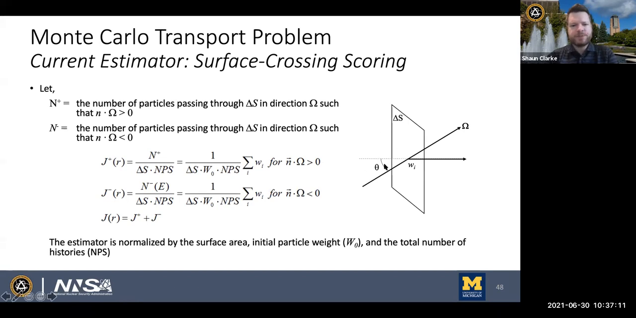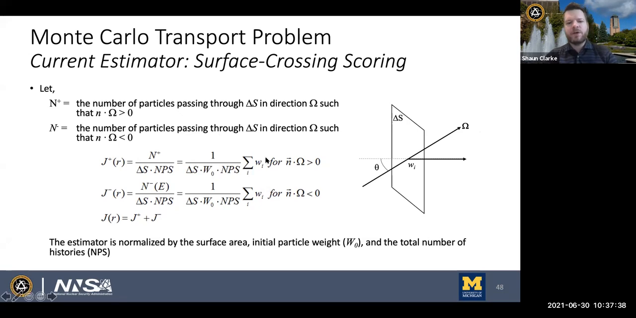It keeps track of the angle. Sometimes the codes will score by the angle, but in general, what we're doing is counting the number of tracks that cross that surface. And then the estimator works like this. We're adding up 1 every time a particle track crosses. We count 1, we divide by the surface area, we divide by the total number of histories, and there's also a correction that's done for particle weight.